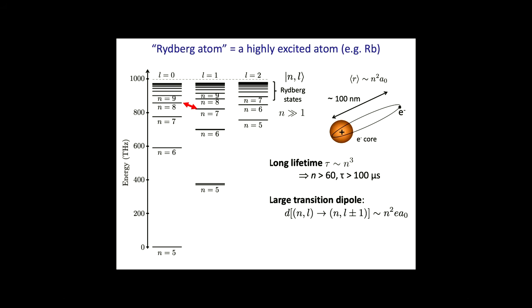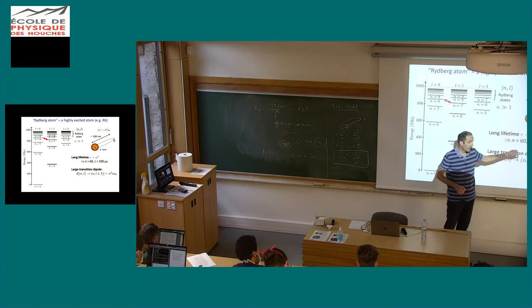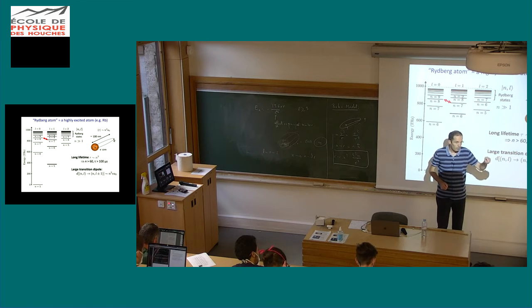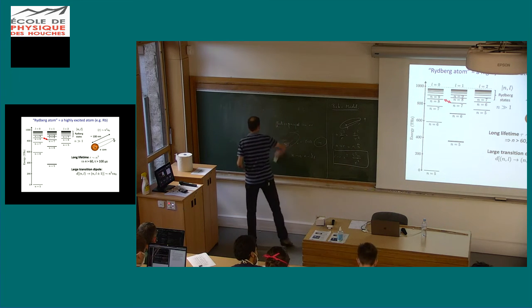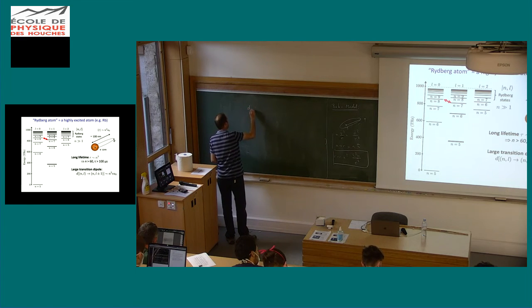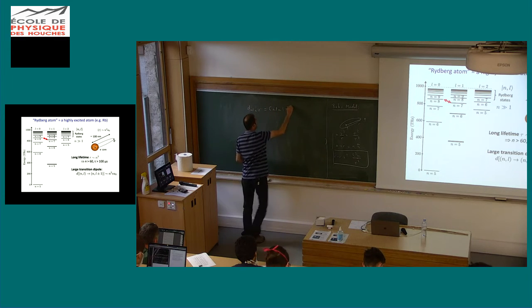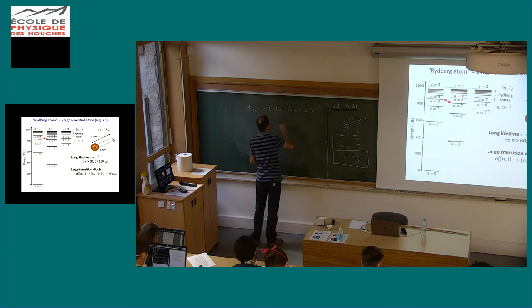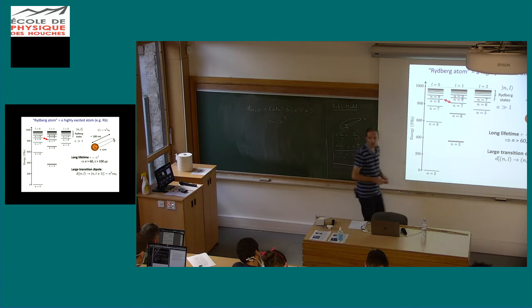The second very important property that we already inferred this morning is the fact that they have a large dipole moment. Dipole moment means matrix elements of the dipole operator. So it means that this NLM matrix element that I wrote this morning, so this d between NLM and N' L' M', scales essentially like the square of the principal quantum number again. Okay, and so this is what will lead to this giant interaction that you have for Rydberg atoms.